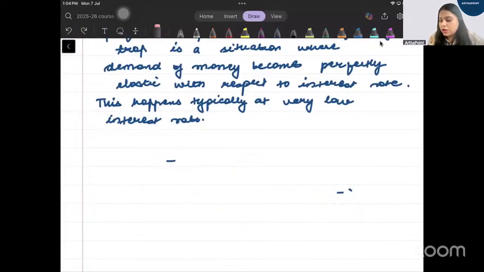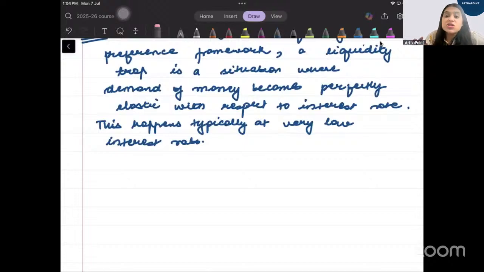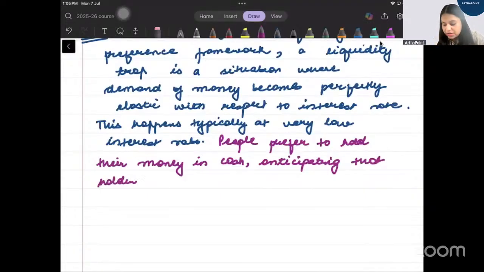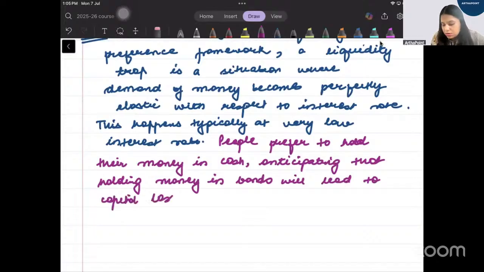So this happens typically at a very low interest rate. And then you can say what the consequences are. What's the consequence of a liquidity trap? That people don't hold their money in bonds. They hold their money in cash, right? Because they think that holding money in bonds can lead to further capital losses, right? So please write down: people prefer to hold their money in cash, anticipating that holding money in bonds will lead to capital losses. Right. Okay, now you have explained enough what a liquidity trap is, right?